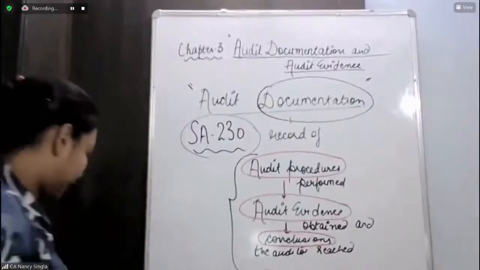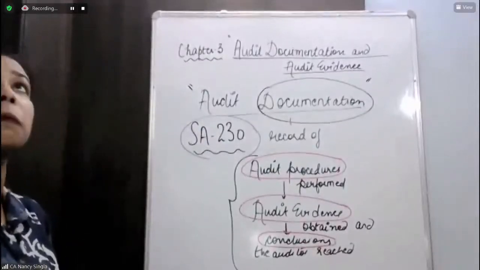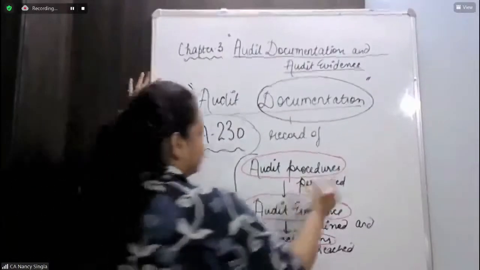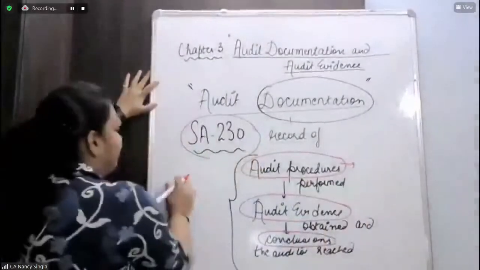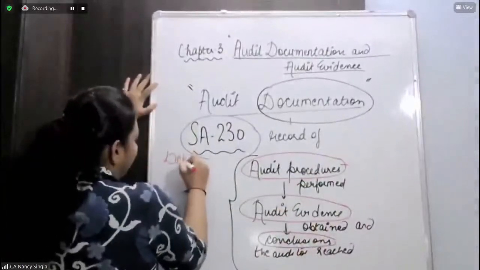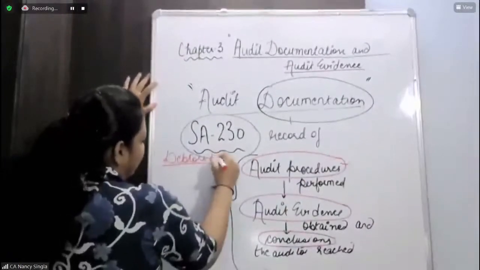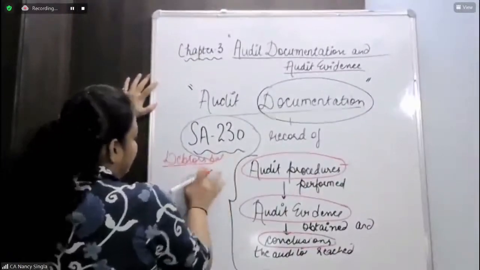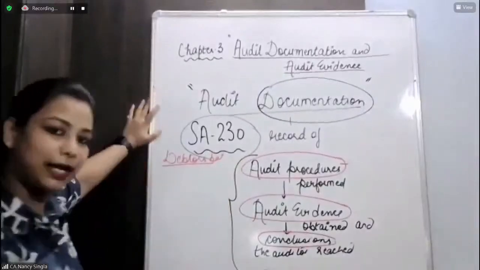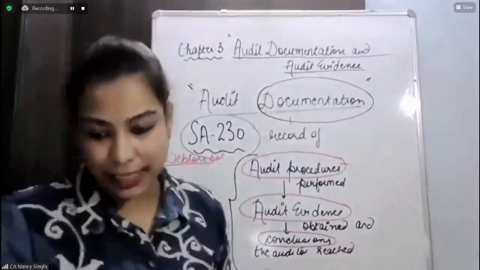Let me explain this to you with the help of an example. Suppose auditors had to get some debtors balance confirmation. They are checking some debtor balance, right? Now, what audit procedures will they perform? Quickly, I need answers.